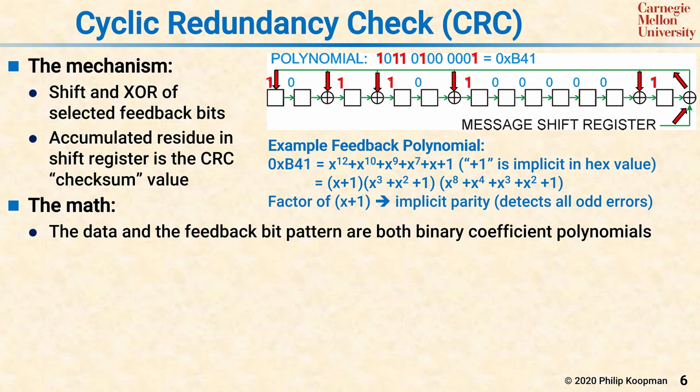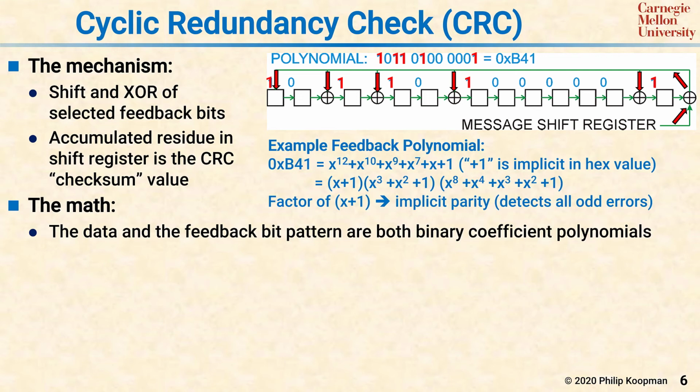This is a polynomial that you can factor, as you may have had in math class, and you can notice that if you break it up into its factors, there's a factor of x plus 1, where x plus 1 implicitly means that there's a parity computation. So if you have a polynomial used for a CRC and it has a factor of x plus 1, in other words, it's evenly divisible by x plus 1, you know that the result will detect all odd number of bit errors, just as if there had been an explicit parity bit.